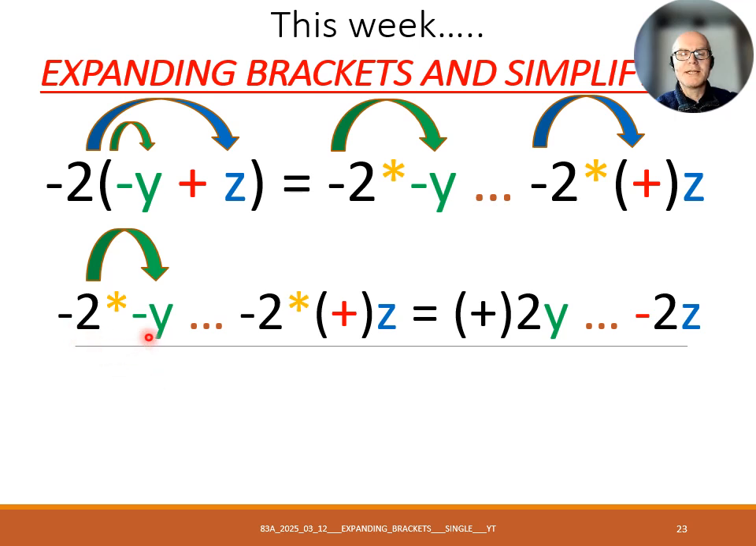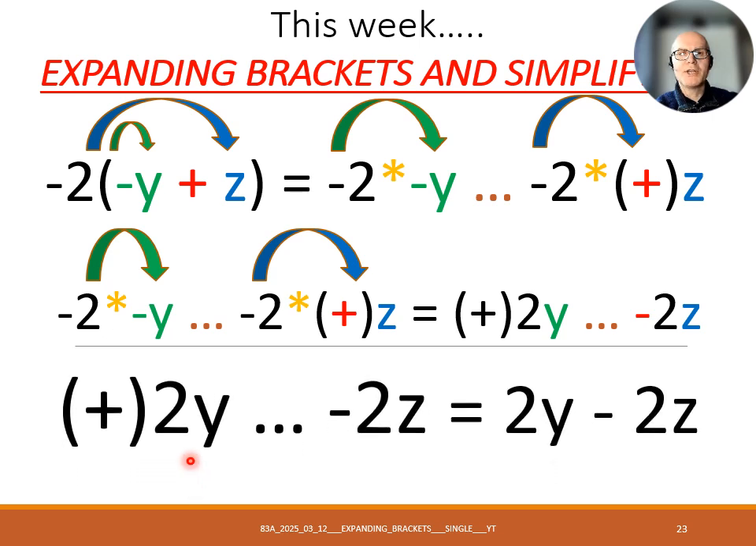Negative 2 times negative y, a negative times a negative times a negative equals a positive. Negative 2 times negative y equals positive 2y. Again, keep the positive sign in there for now. And then negative 2 times positive z, negative times a positive equals a negative. Negative 2 times positive z equals negative 2z.